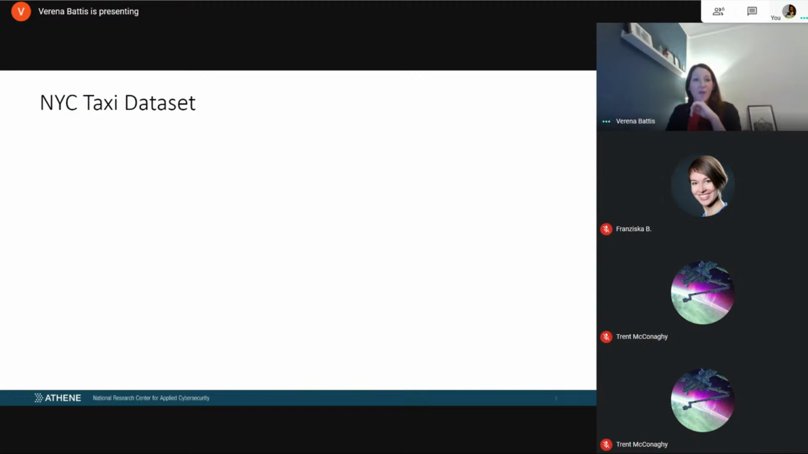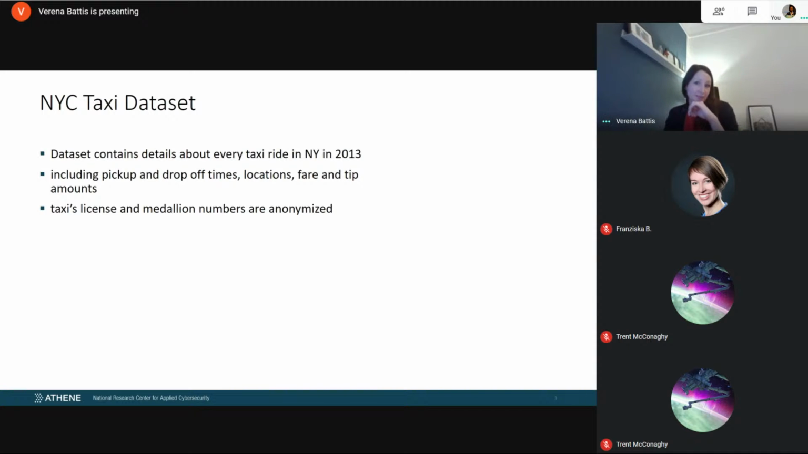Equipped with this knowledge, we can directly head to the first example, which is the New York City taxi dataset. Some of you might have heard about this dataset and probably the incident which accompanied the release of this dataset. To give you some details, the dataset contains details about every taxi ride in New York City in 2013, including pickup and drop-off times, as well as their locations, the fare, and the tip which was paid. Each taxi license and medallion number is anonymized in this dataset.